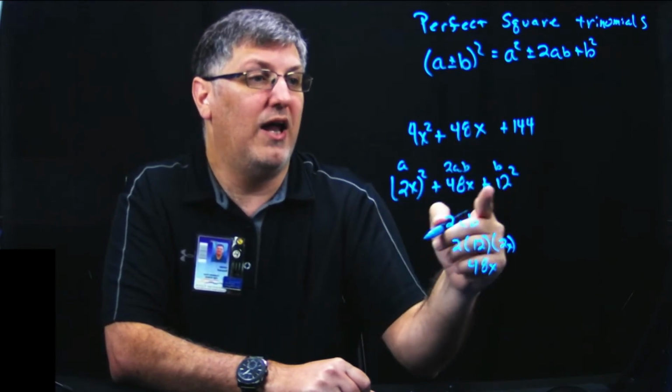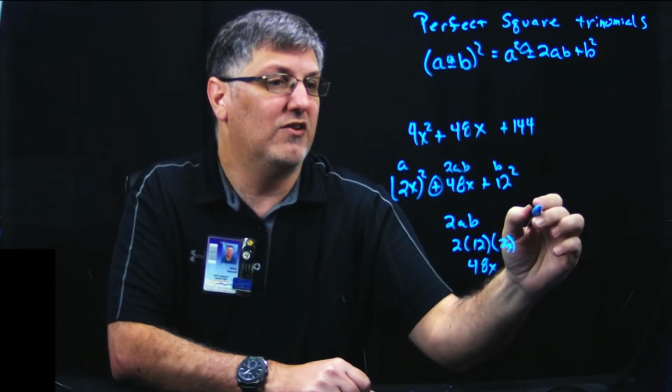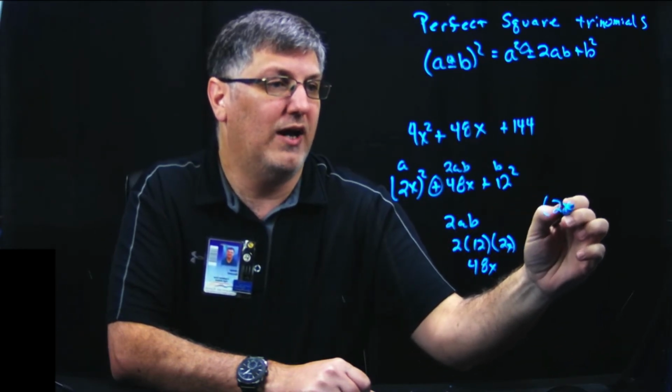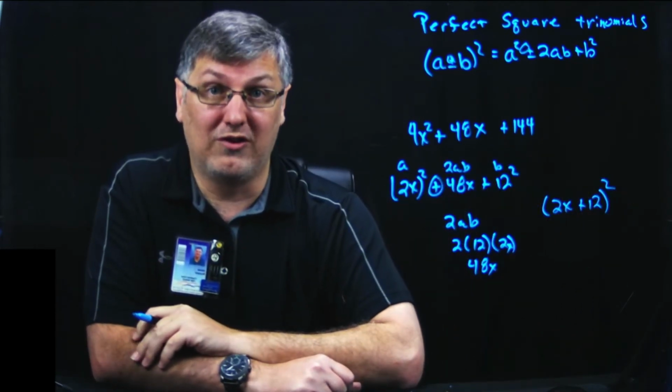So I now know my a, I know my b. I have my plus sign right here, so my plus sign here is my plus sign here. And this simply factors to 2x plus 12 squared. Much simpler to do it this way if you recognize it.